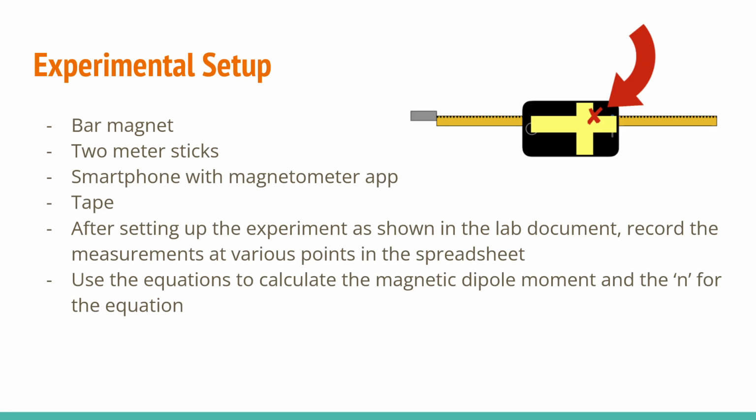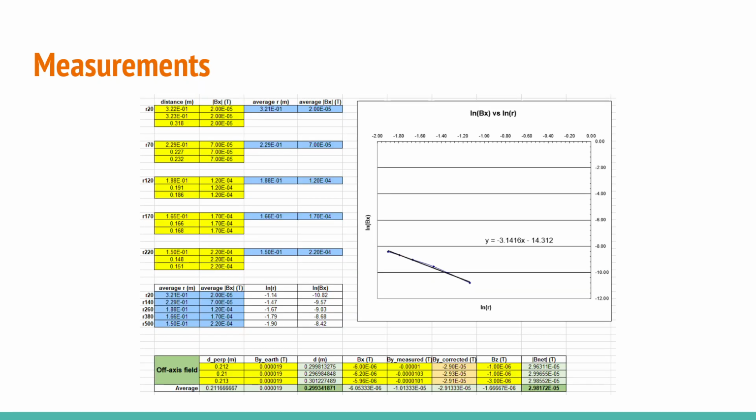In our experimental setup, we have a bar magnet, 2 meter strips, a smartphone with a magnetometer app, and tape. After setting up the experiment shown in the lab document and the picture, we record the measurements at various points in the spreadsheet. We then use the equations to calculate the magnetic dipole moment and the n for the equation.